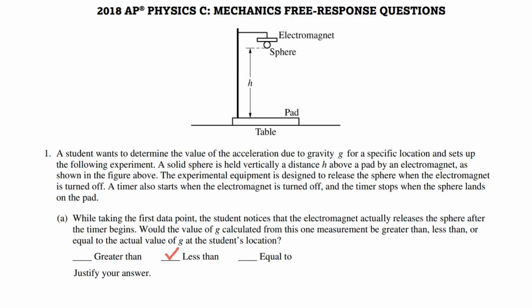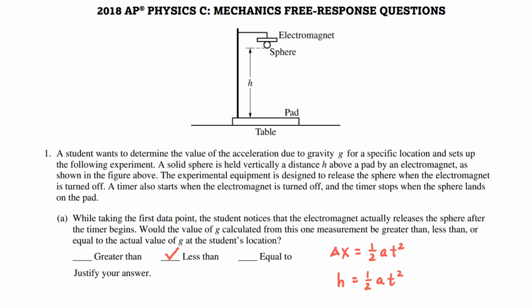And there's a couple of ways to justify this. One of them is if we look at the kinematic equation, delta x equals 1/2 at squared, where the initial velocity of the sphere is 0 because it's just being released from the electromagnet. And here delta x is represented by h, the height from the pad to where the sphere begins. So maybe I could write that as h equals 1/2 at squared. And the most important part about that equation is the relationship between the amount of time that is measured for the sphere to fall and the acceleration.